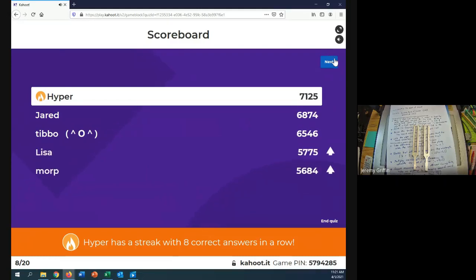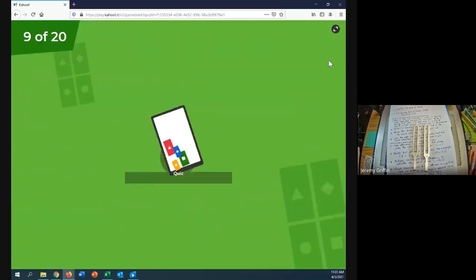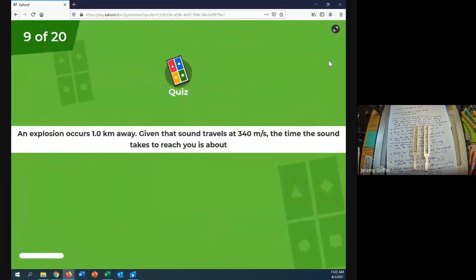So 3 beats per second would sound like wow, wow, wow, wow. Maybe that's 3 beats per second. And look, we got Hyper on fire.